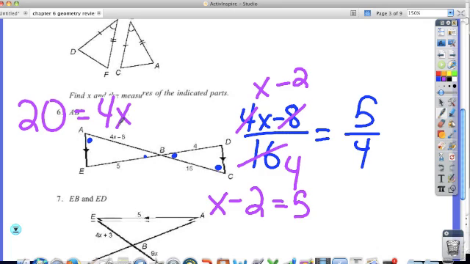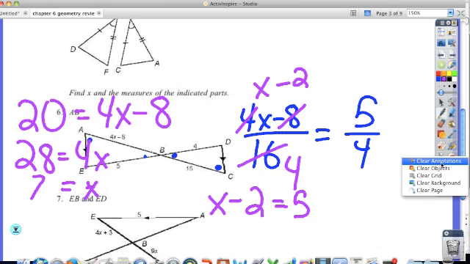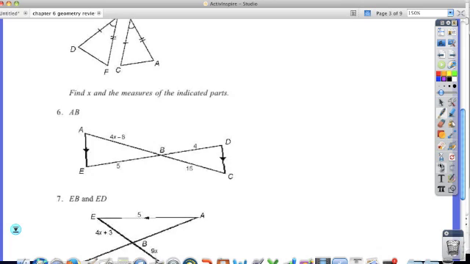4x minus 8, right? Am I doing this right? Yes, you are. Okay, so I add 8 and I get 28 equals 4x. X is equal to 7. And over here, what minus 2 equals 5? 7. Okay, so in either case, x is equal to 7. But they wanted me to find x and AB. So 4 times 7 is 28, minus 8 is 20.